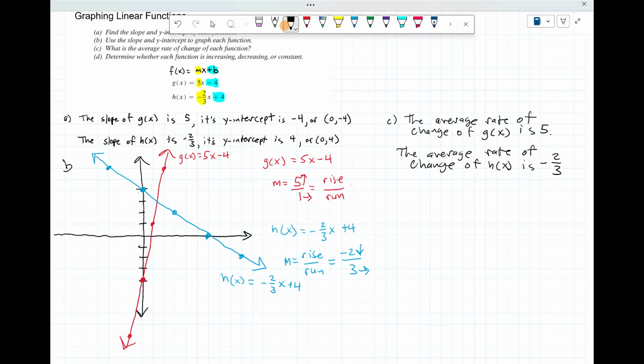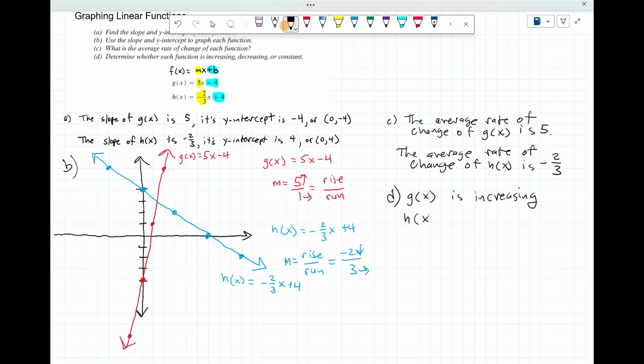D is also not too complicated. You can do this a couple ways. Determine whether each function is increasing, decreasing, or constant. You can do this by looking at the numbers or the slopes. So if g of x has a positive slope, right, it's positive 5, so it is increasing. The other way you can figure that out, if you've already graphed it, and think about if I was moving from left to right on the line, would I be going uphill or downhill? I would be going uphill on the line of g of x if I go from left to right.